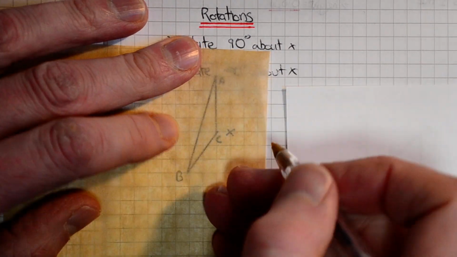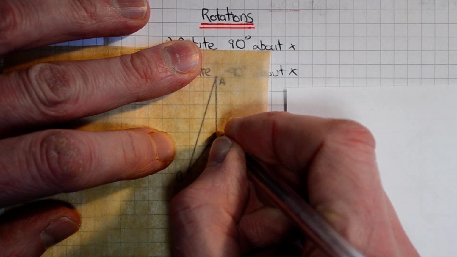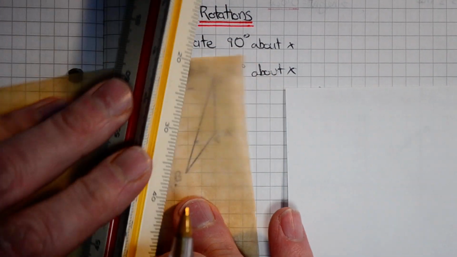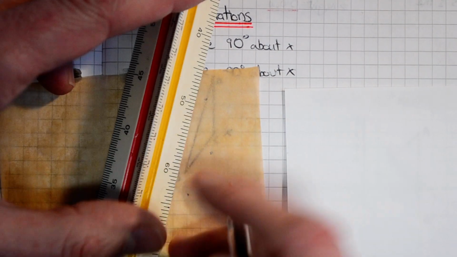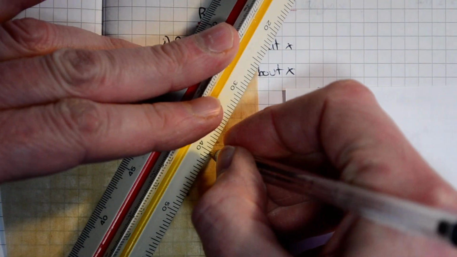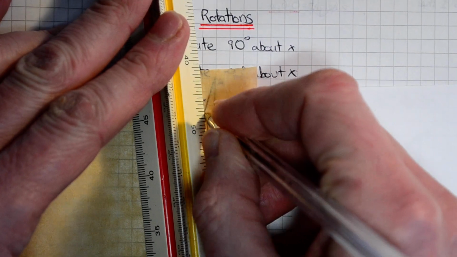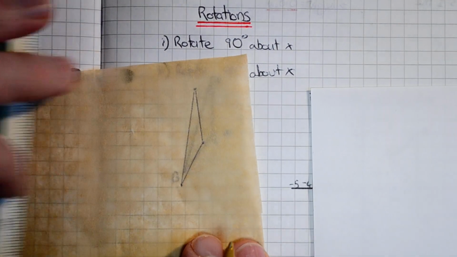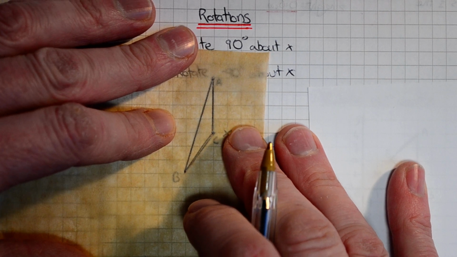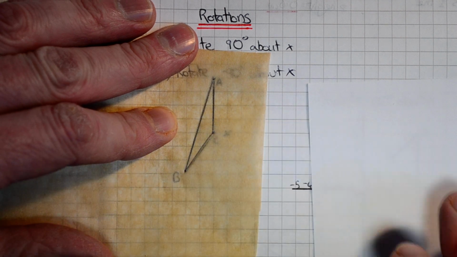So what we need to do is first of all trace the shape. So I'm going to put on the vertices of the shape, and now I can join those up with a ruler. Right, so we've got our triangle. Now we're going to rotate it, we're going to turn it, and the transformed position is where it ends up after being turned the 90 degrees.